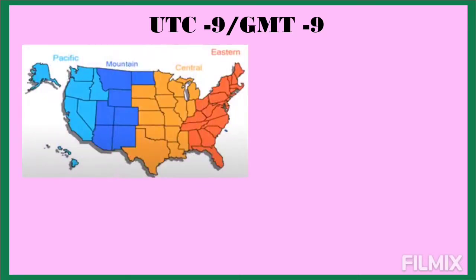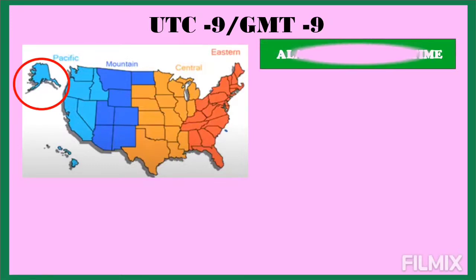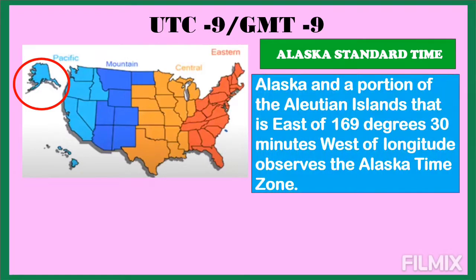This is the USA map, and that portion is Alaska. They're using Alaska Standard Time, like Alaska, and a portion of the Aleutian Islands that is east of 169 degrees 30 minutes west longitude observes the Alaska time zone. If we compare it to the Philippine time zone, which is GMT plus 8, it means that the Philippines is 17 hours ahead during Alaska Standard Time and 16 hours ahead during Alaska Daylight Time.